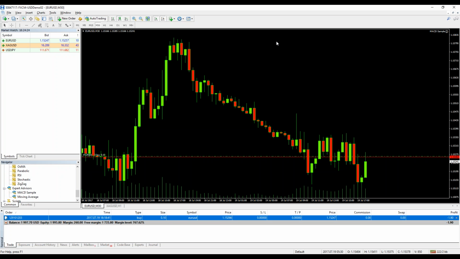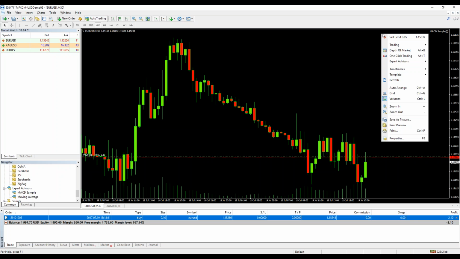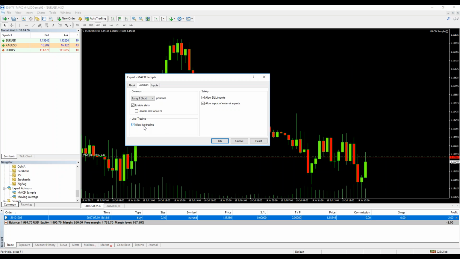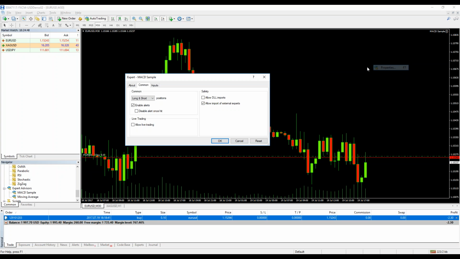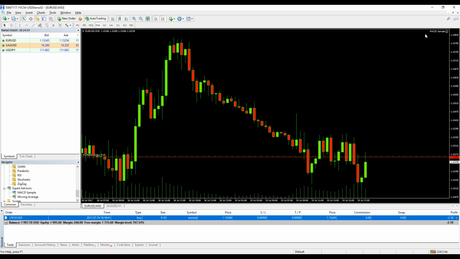Now, if it's not a happy face, what you have to do is right click, go to expert advisors, and say properties, and here it will usually be unticked. It will look like this usually. Let's just show you. He's sad. So now what we do is right click, like we said before, expert advisors, properties, allow live trading, allow DLL imports, click OK, and we're happy.